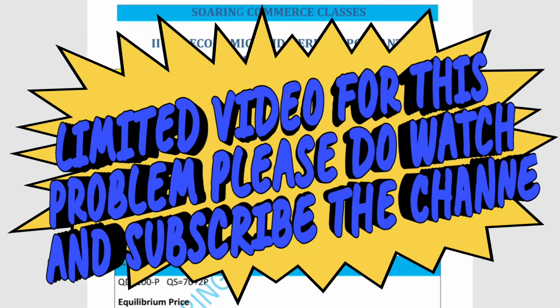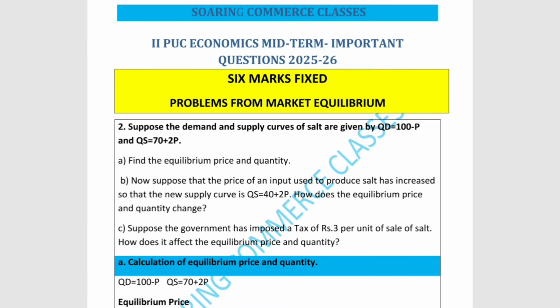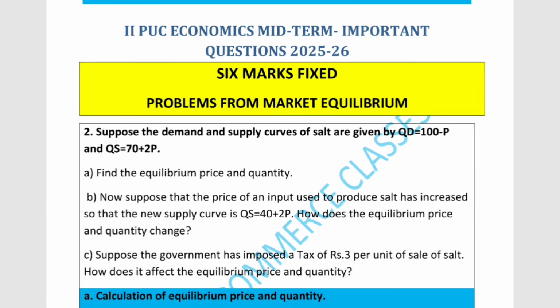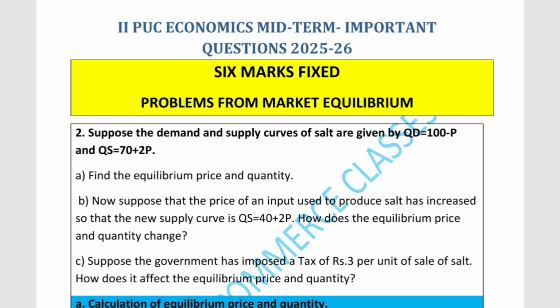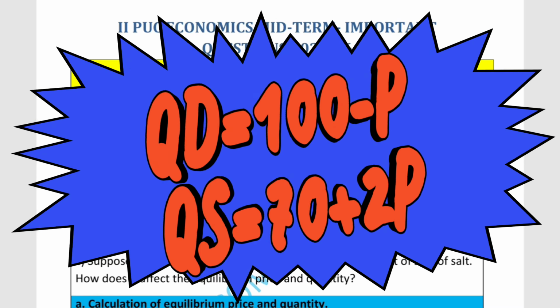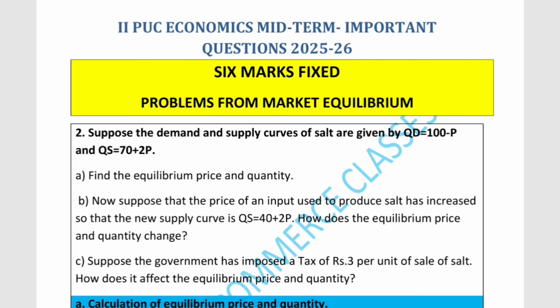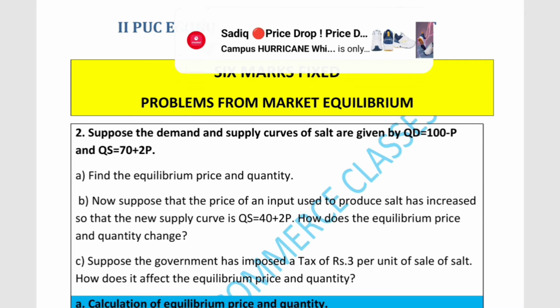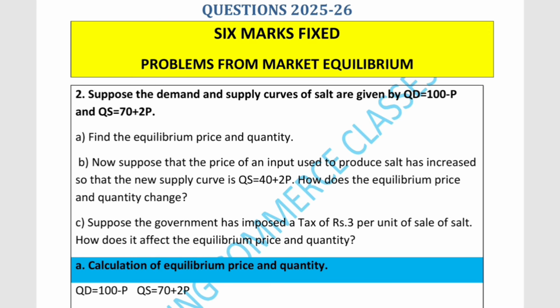The question they are going to ask is like this. Suppose the demand and supply curve of salt are given by QD equals 100 minus P and QS equals 70 plus 2P. In sub question A, they are asking us to find the equilibrium price and quantity. What we need to find: equilibrium price and quantity.